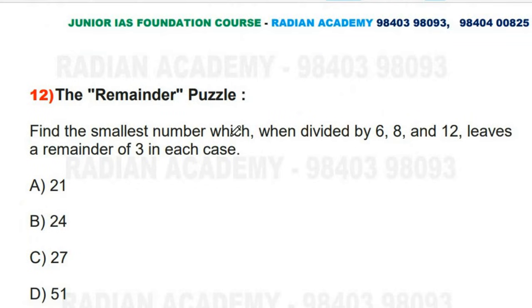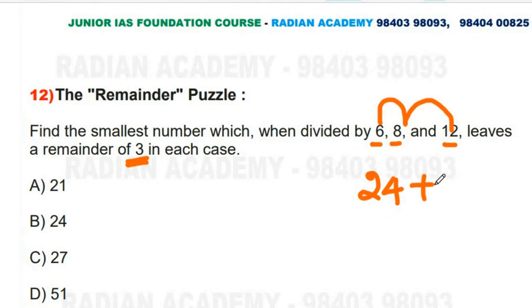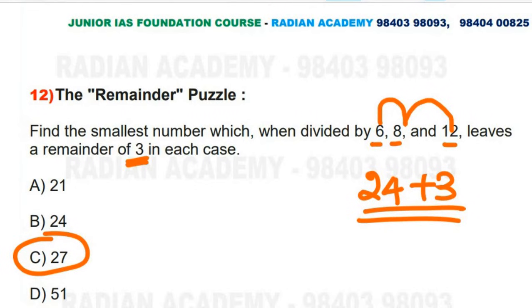The remainder puzzle. Find the smallest number that when divided by 6, 8, 12 leaves remainder 3 in each case. Here, remainder is 3. So find the LCM of 6, 8, 12. What is the LCM of 6, 8, 12? 24. Here I need a remainder of 3. If no remainder, exactly divisible, the answer is 24. But the remainder I need is 3. So therefore answer is 24 plus 3. C is the answer.